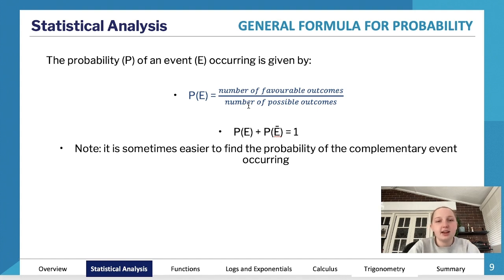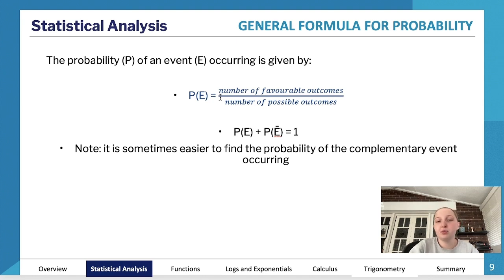So with a dice, if we're thinking about the probability of rolling a 1, there's only one favourable outcome because only one side of the dice has 1. You'd start to get a little bit more if we're thinking about the probability of rolling an even number, and then all of a sudden you've got 2, 4, and 6.